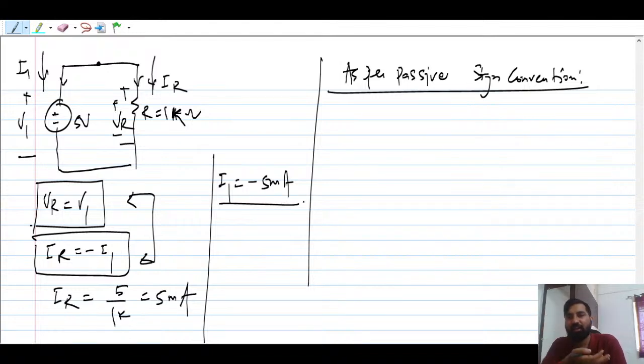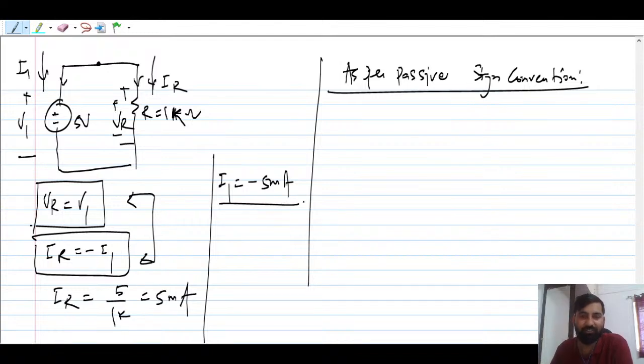Suppose they are asking to find out the power delivered to this source, and the current direction is from negative to positive. Current is entering from negative to positive, so your power is going to be positive only at that point of time, right? But suppose they haven't specified anything and they are asking to find out the power absorbed, then you have to choose passive sign convention, right?